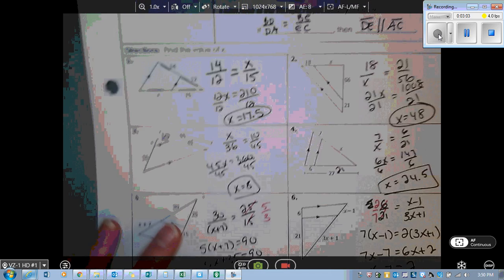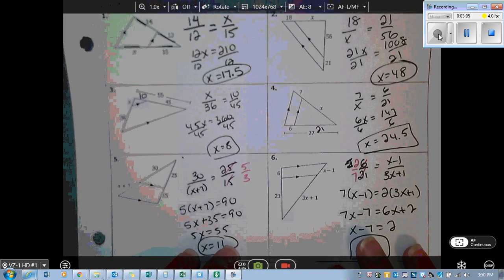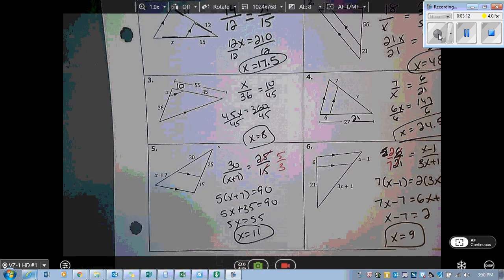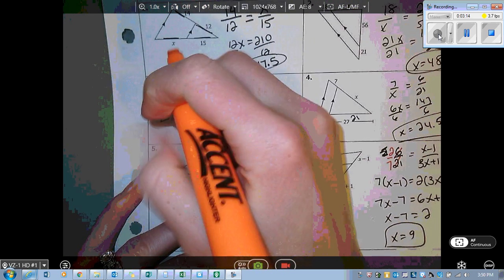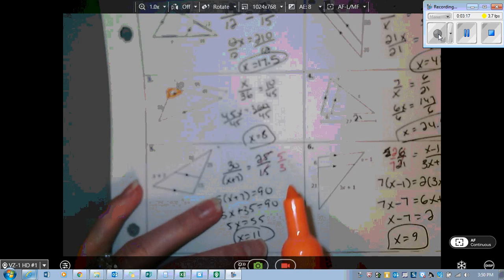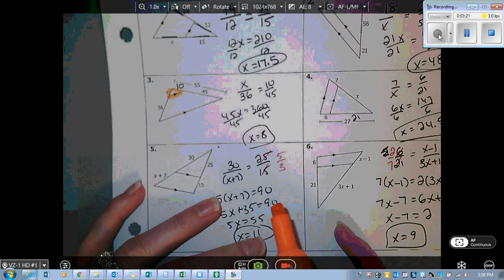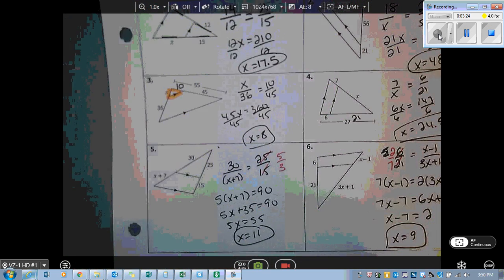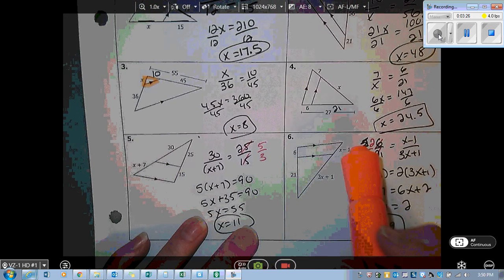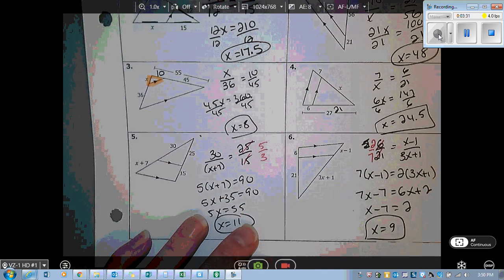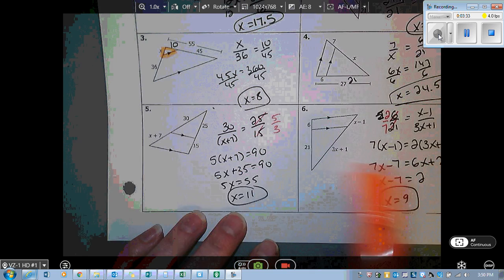Alright, you should have solved the problems, and we're going to look at them here. So I have x equals 48 here. For number 3, I want to look at this because this is our small triangle, right? We had to figure out what this side was, so I just did 55 minus 45 and got 10. So we have x equals 8. Same thing, we had to figure out this side, so we knew the whole thing was 27. Subtract 6, so 21. 45, 11, and 9.